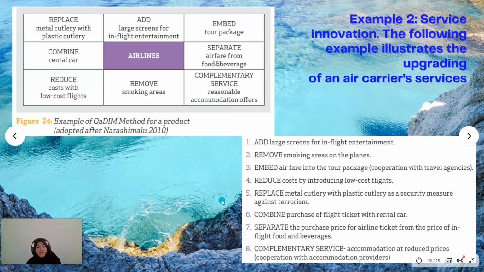And then you want to replace metal cutlery with plastic. And then you want to combine the purchase of a flight ticket with a rental car. Then you want to separate the purchase price for the airline ticket from the price of in-flight food and beverages. And then the last one is a complementary service, which is accommodation. You combine with accommodation at a reduced price, half price, for example.